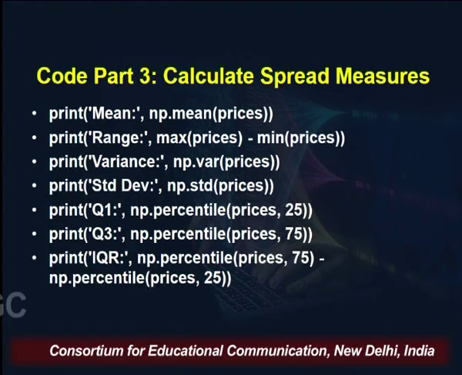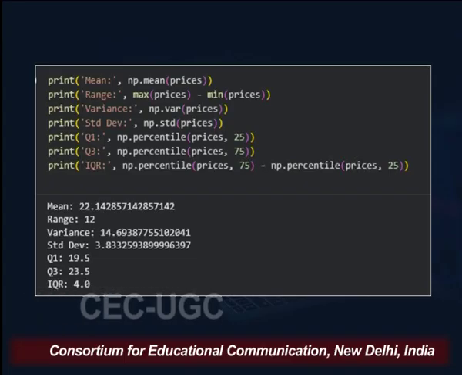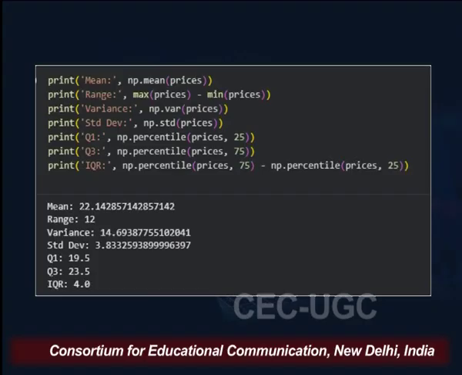You can simply use np.var to calculate the variance and np.std to calculate the standard deviation. To calculate quartile 1, you should use np.percentile of prices at the 25th percentile. The third quartile is the 75th percentile, and to calculate your interquartile range, you subtract the first quartile from the third quartile, which is np.percentile of prices at 75 minus np.percentile of prices at 25. Now this would tell us your entire spectrum of range and measures.